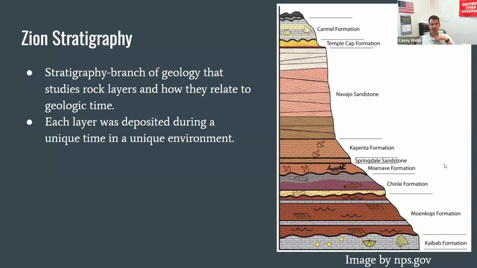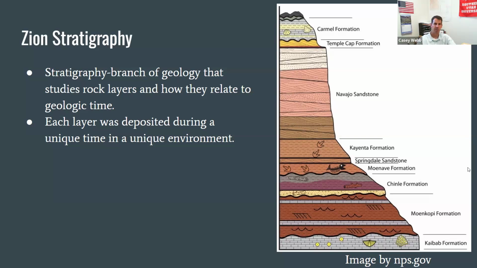Okay, so first off, I have the title here, Zion Stratigraphy. Stratigraphy is a branch of geology that studies rock layers and how they relate to geologic time. Here we see on the right an image of the stratigraphy of Zion, of the rock layers of Zion. If you were to go to another location anywhere on Earth, you would have a different set of rock layers. These are rock layers that formed in succession in this specific location, which now happens to be Zion National Park.